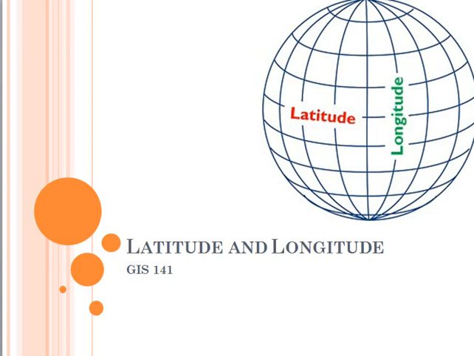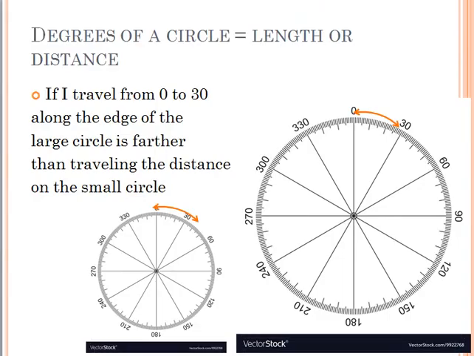It's a grid system that's used to help identify location on a map. There are several grid systems. If you work for the search and rescue, they use a system called UTM, but we're going to use latitude and longitude in this class. And latitude and longitude are based on a mathematical idea of the distance in a circle, or the degrees in a circle.